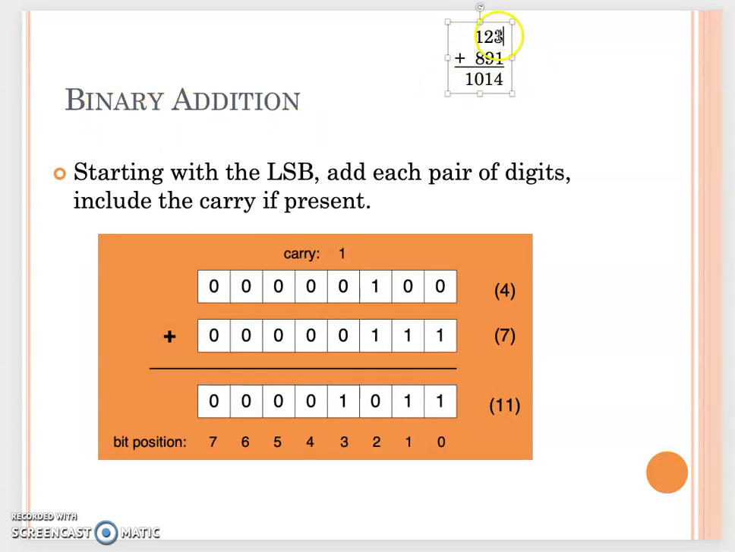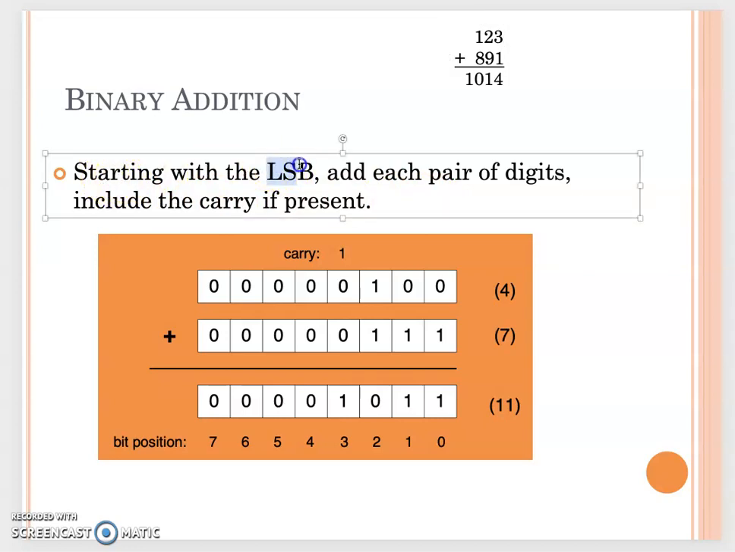You still find the most right digit. That's what we call the least significant bit. Each pair of digits is just added together. So you start with the least significant bit, you add each pair of digits, and if you need to carry over to the next bit, you can do that.